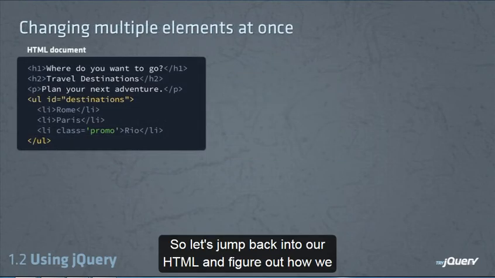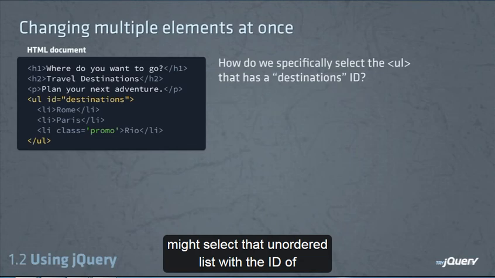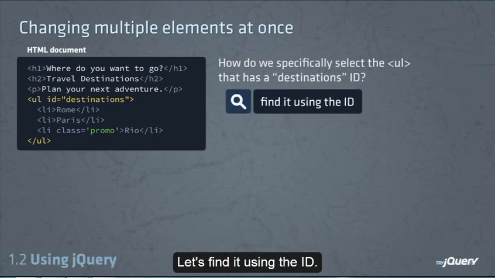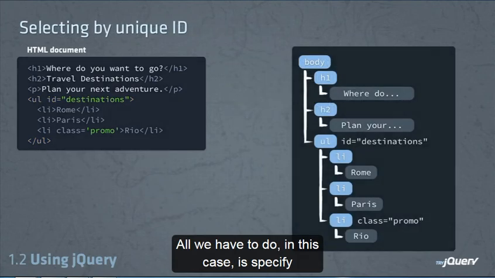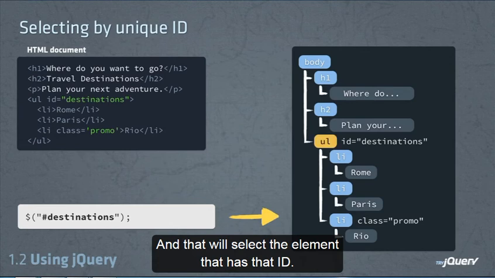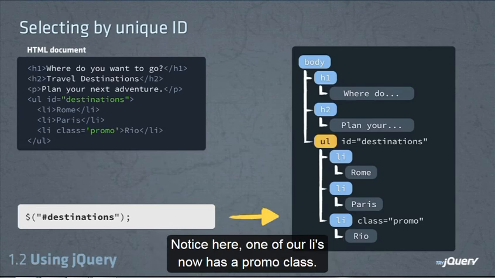So let's jump back into our HTML and figure out how we might select that unordered list with the ID of destinations. Let's find it using the ID. All we have to do in this case is specify #destinations, and that will select the element that has that ID. Notice here one of our LIs now has a promo class.